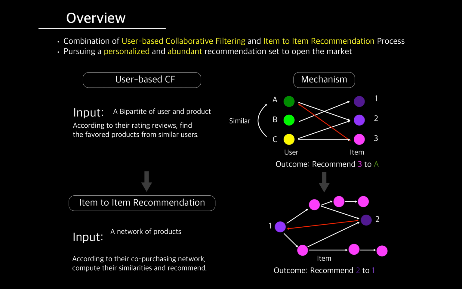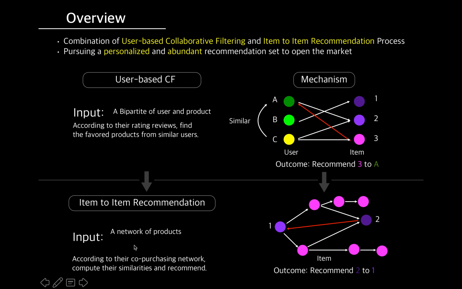The first one is to do the user-based recommendation on Spark, and here is an example of user-based recommendation. User A and user C both bought product 2, so they have a high similarity. And then we found that user C also bought item 3, so we recommend item 3 to user A.